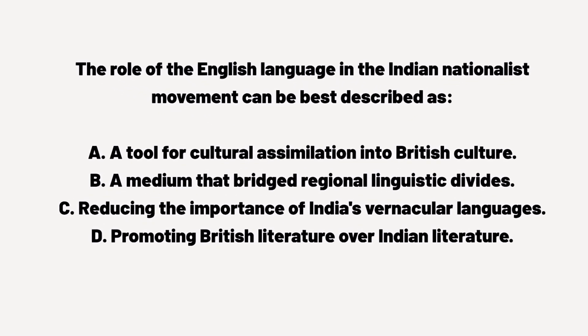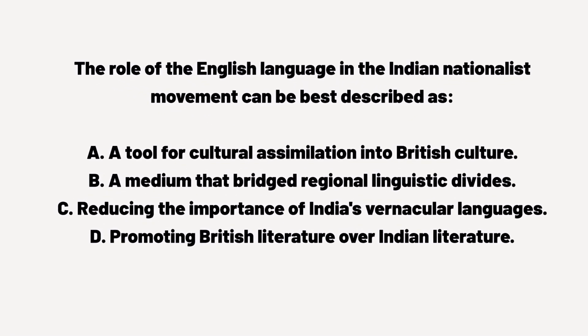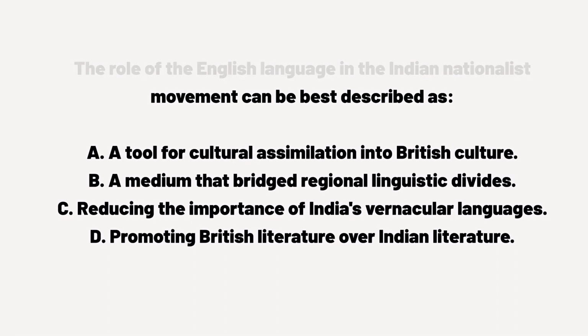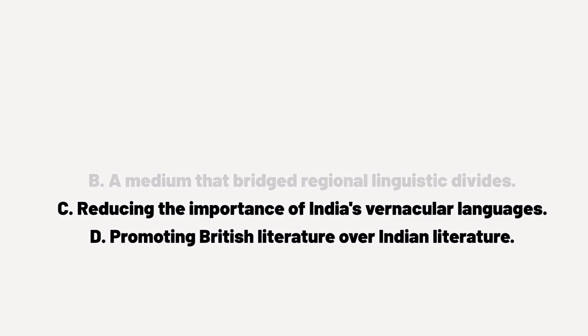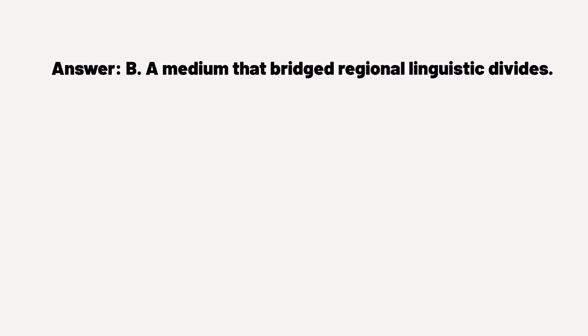The role of the English language in the Indian nationalist movement can be best described as A. A tool for cultural assimilation into British culture. B. A medium that bridged regional linguistic divides. C. Reducing the importance of India's vernacular languages. D. Promoting British literature over Indian literature. Answer: B. A medium that bridged regional linguistic divides.